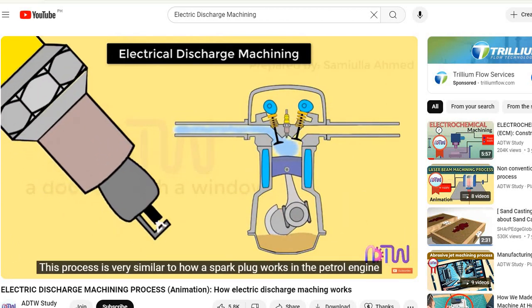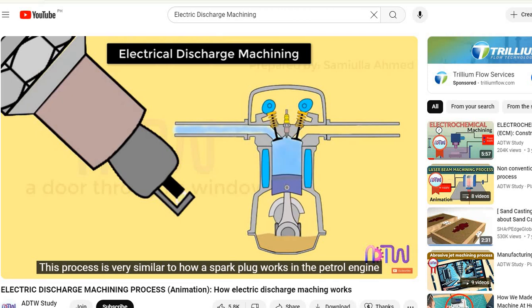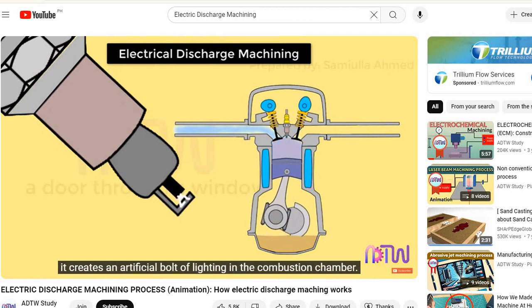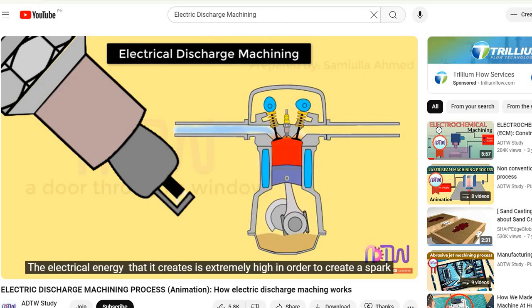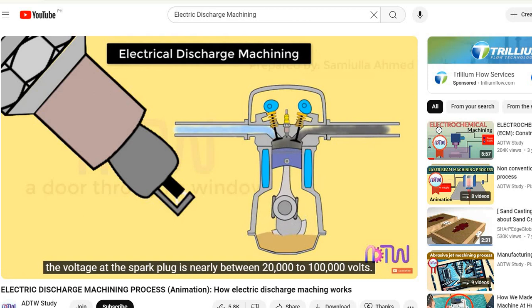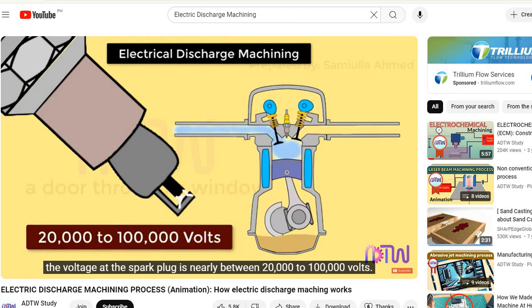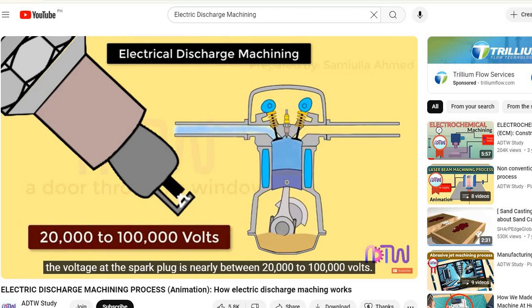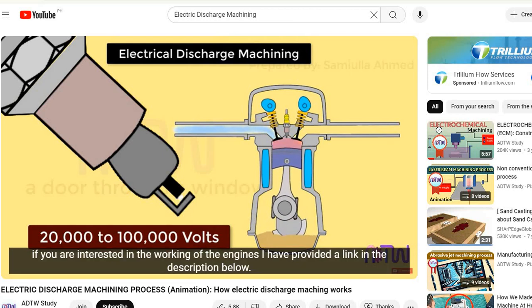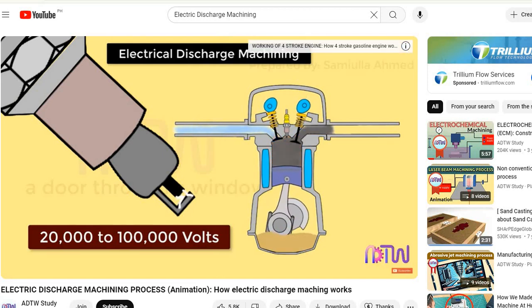This process is very similar to how a spark plug works in a petrol engine. It creates an artificial bolt of lightning in the combustion chamber. The electrical energy that it creates is extremely high. In order to create a spark, the voltage of the spark plug is nearly between 20,000 and 100,000 volts. If you are interested in the working of engines, I have provided a link in the description below.